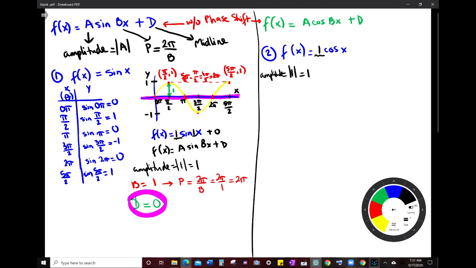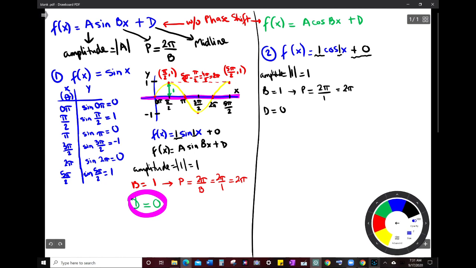And then for b, there's no number in front of x. That means 1. So then we have b equals 1. So then we use p equals 2 pi over 1, and it equals 2 pi. Then for d, there's no number, it's plus 0. So d equals 0. And that means we have the midline at 0. So how do we use this information to quickly check our graph?